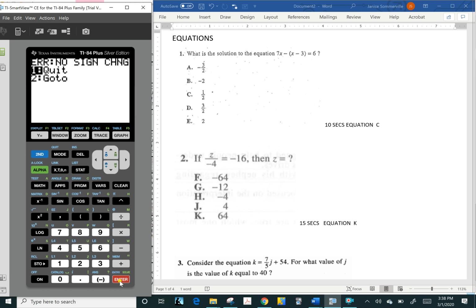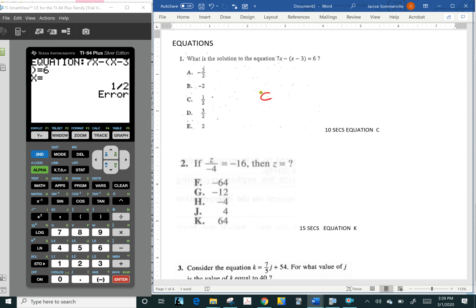X equals a half. And it always does this. It goes to error, no sign, change, quit. And then all you have to do is hit enter again, and then it'll come up. I don't know why it does that, but it does it a good number of the time. So don't worry that you've made a mistake. Just hit enter, and it comes back to the answer. It says error, and I do not know why, because it gave you the right answer. So see, we got the right answer for that one.